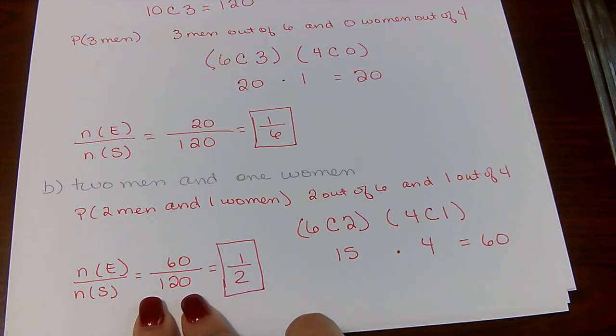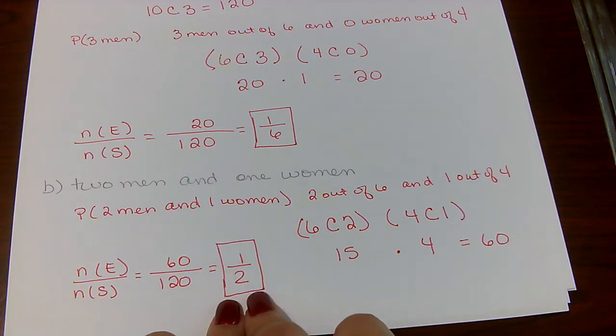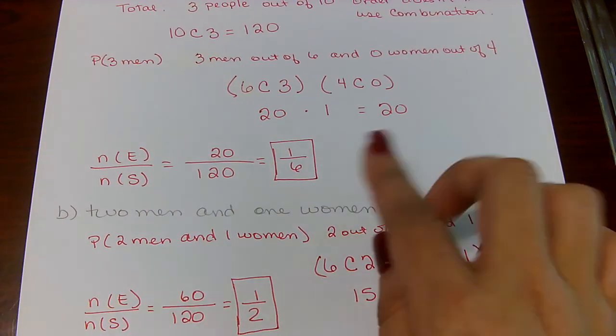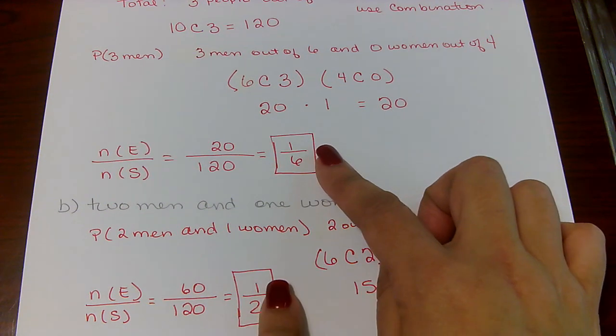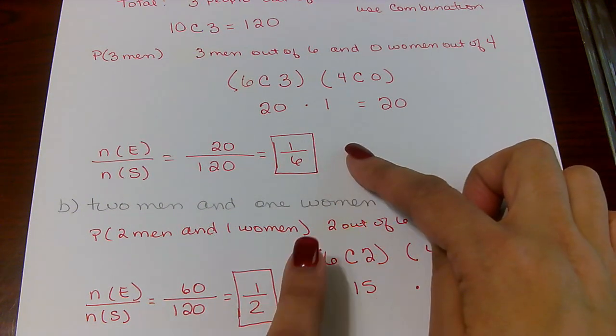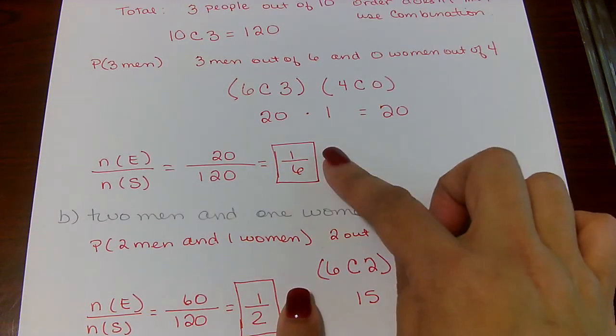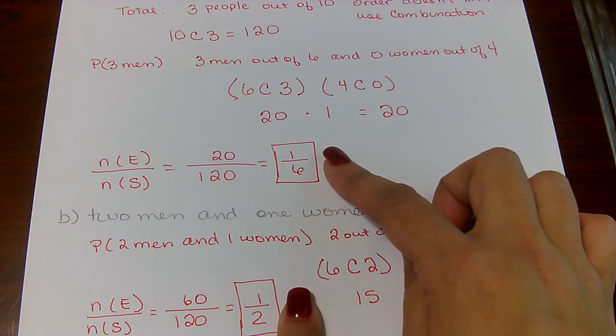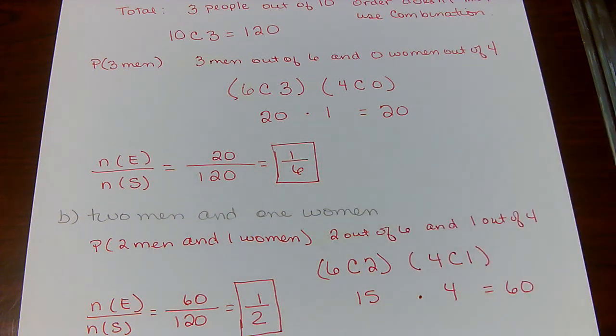The total number of ways to choose 3 people out of 10 is still going to remain 120. There's a 1/2 probability that 2 men and 1 woman would be selected. So in this particular case, there's a better chance that 2 men and 1 woman would be selected than it would be of 3 men and no women to be selected for this conference.